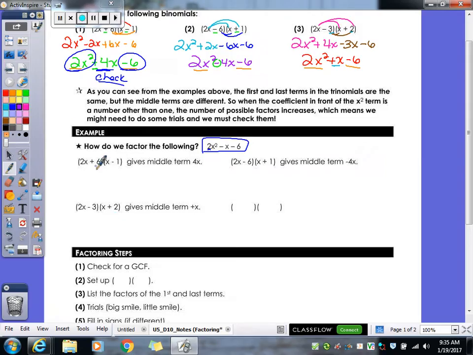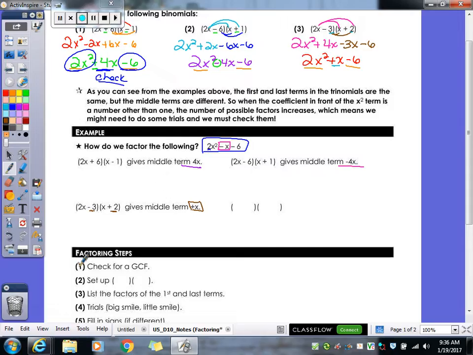So when I multiplied this one out up here, we had a positive 4x as our middle term. I didn't want a positive 4x. I wanted a negative 1x. So I switched my signs, and it gave us a middle term of negative 4x. So then I kind of had the hint that that's probably not what I want to do. I probably don't want to use a 6 and 1. So I switched it to negative 3 and positive 2, and I got a positive 1x in the middle.